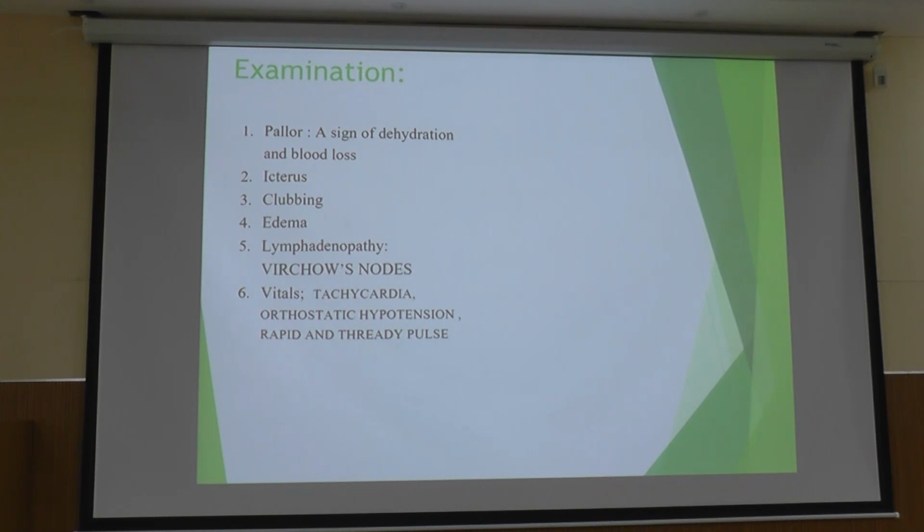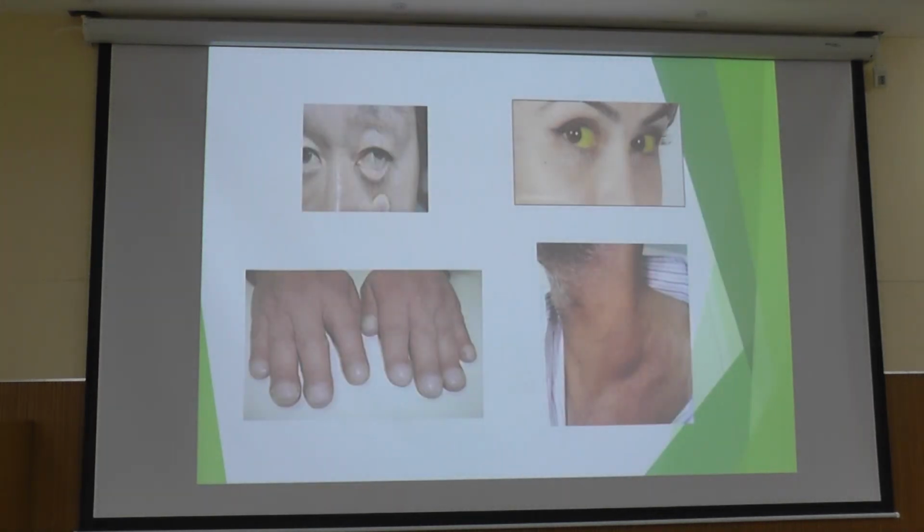And examination, as previously explained, we should look for pallor, signs of anemia, then icterus for any liver involvement, then clubbing, edema, then vitals should be taken. There will be severe tachycardia, then hypotension may be there due to loss of blood. These are the signs.